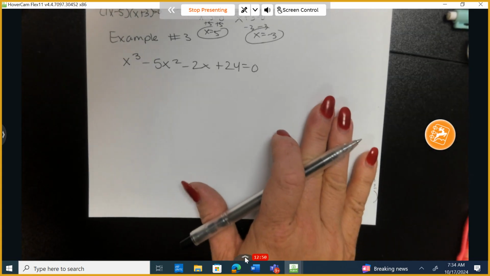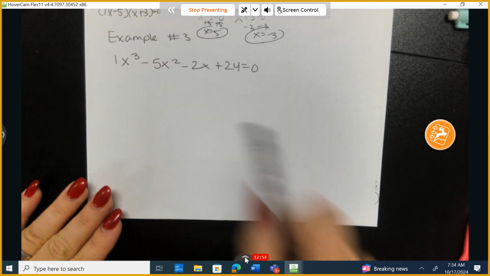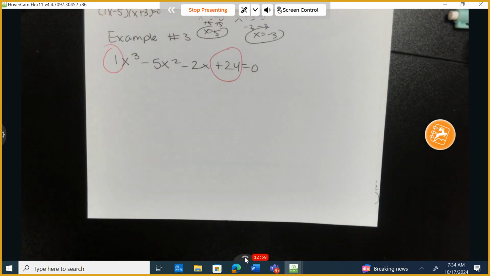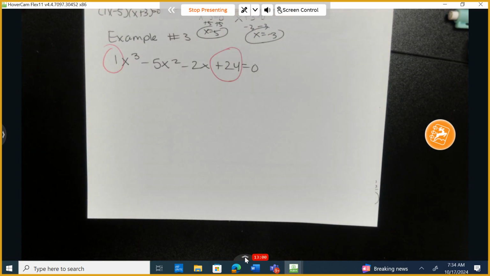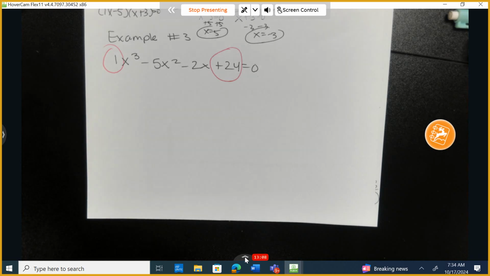Okay, let's look at example number 3. The very first thing we're going to do is circle both the constant and the leading coefficient. And we're going to start by writing down and identifying all of the possible roots. It doesn't mean all of these are going to be solutions.